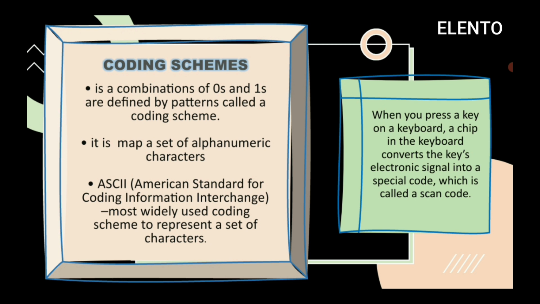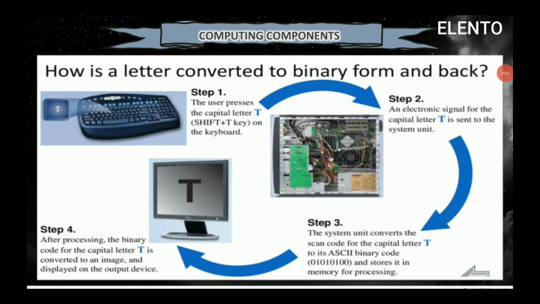Then yung electronic circuitry in the computer naman will convert the scan code into its ASCII binary form and store it as a byte value in its memory for processing. Kapag natapos na ang processing, the computer will convert the byte into a human recognizable number, letter of the alphabet, or a special character na makikita sa screen or when it's printed. Next, these are the steps on how a letter is converted.